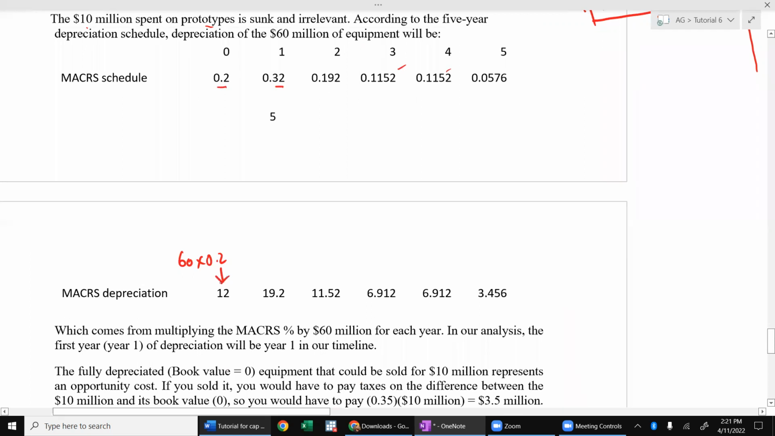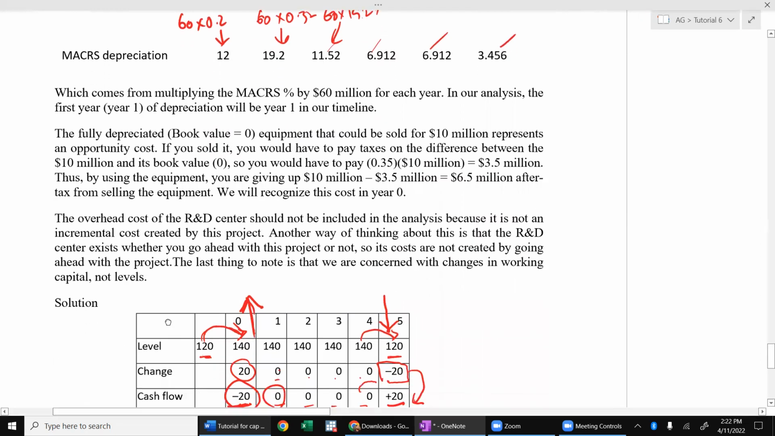What is the answer? Is the 12 the correct answer, students? Then 60 multiplied by 0.32 will be this answer. So 60 into 19.2% will be this answer. And you can keep on doing that, and these are your answers. So these are depreciation expenses for 5 years. For 5 years, but the numbers will be 6.